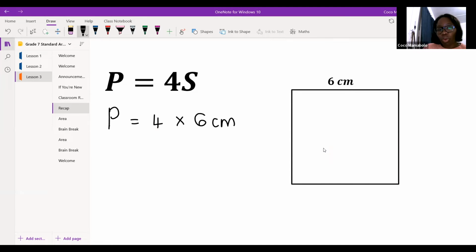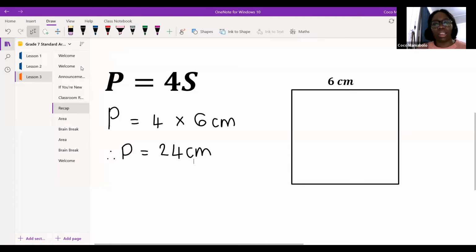Therefore, P is equal to 24 centimeters. Easy stuff, hey? Yes. Not difficult at all. This one is a nice and easy one. We like this one.